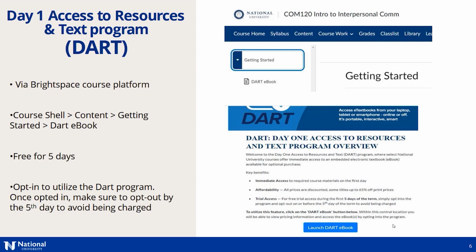Okay, as promised, I was going to show you a little bit more about DART, which is the Day 1 Access to Resources and Text. If your textbook is available via DART, then you can go in and access this directly in your course. And I will show you an example of this once we jump into the learning management system and start looking at courses. The first 5 days of using DART is free, and then basically what you do is you opt in, and then you'll get charged on that day 5 for that textbook. If you opt out by day 5, then you're not charged at all. So that's how the payment for DART works.